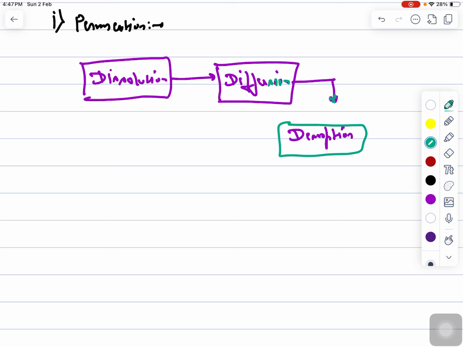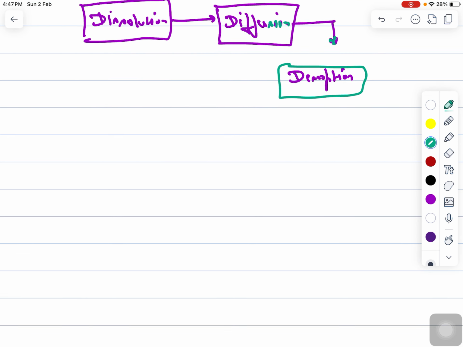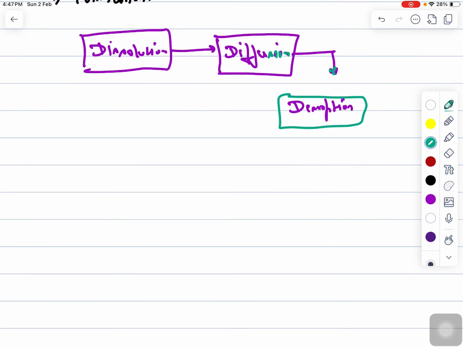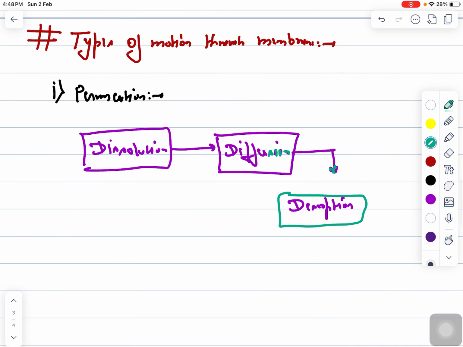and then desorption. So RO, reverse osmosis and nanofiltration, all of these work on the basis of dissolution, diffusion, and desorption, triple D. So first the solute will come and get dissolved. Then, due to the concentration gradient, the diffusion will start taking place, and on the other side of the membrane the desorption will start taking place. So this comes under the permeation, right?